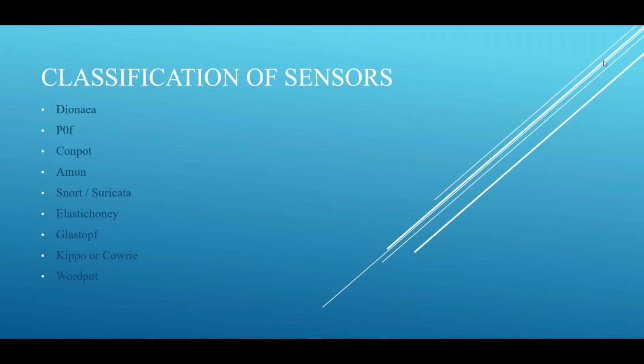Elastic honey. It is a honeypot sensor that detects and analyzes attacks on the elasticsearch server. Glastopf. Glastopf complements Elastic honey and detects web-based attacks. Kippo or Cowrie. Kippo or Cowrie is one of the medium interaction honeypots that simulates services such as SSH and Telnet, primarily for capturing login attempts, actions, and specific usernames and passwords used by attackers. WordPot. WordPot is a WordPress honeypot.